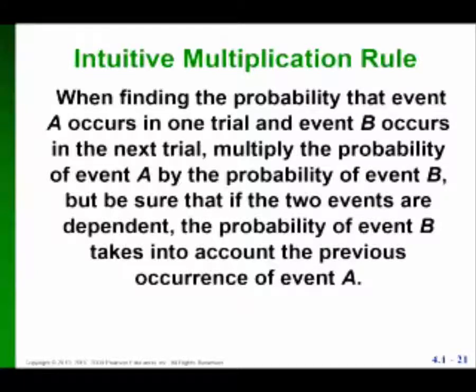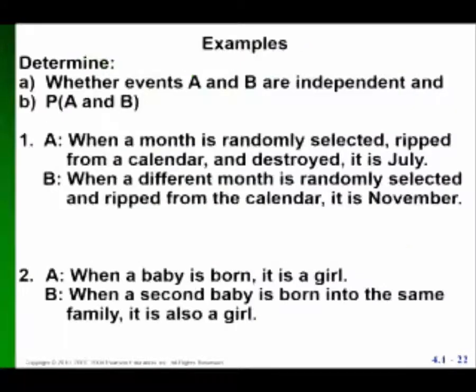All right, so let's practice finding whether two events are independent and then find the probability of A and B. That's the probability that both things happen: A happens on the first trial, B happens on the second trial.